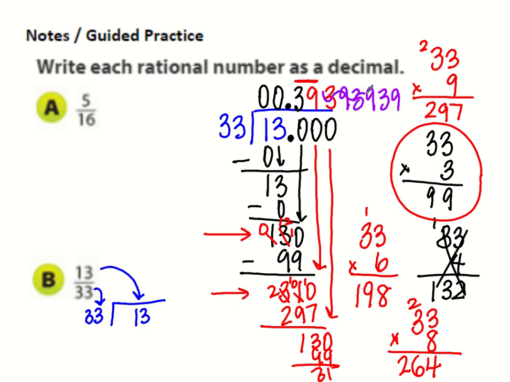So you do not need these extra 3 9s. You only need the first 3 and the first 9 with the repeating bar over it to write your answer, okay? All right, so look how much work that is.